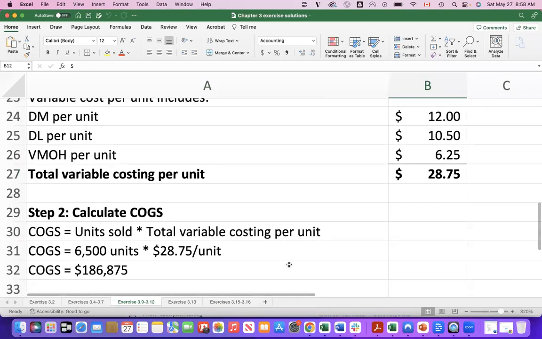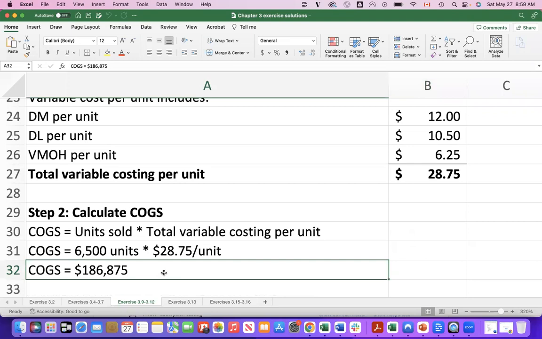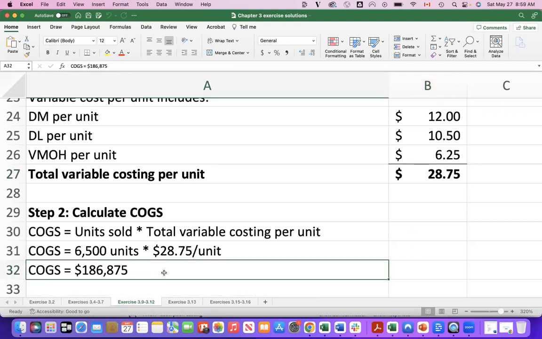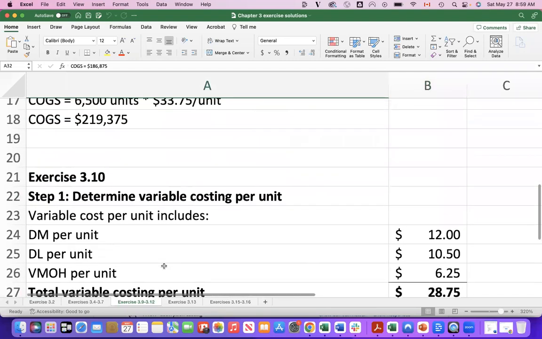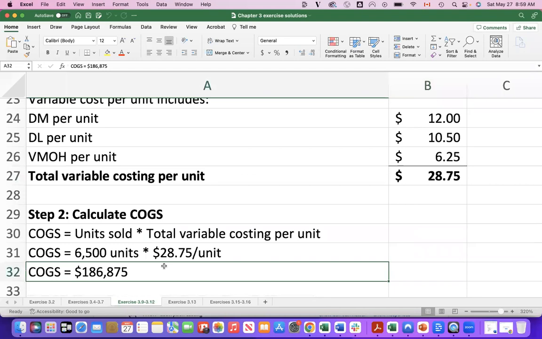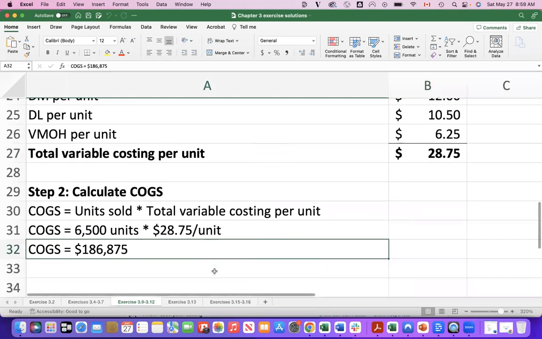So to calculate cost of goods sold under variable costing, we take the number of units sold, which is 6,500, and we multiply it by the variable cost per unit, which we just calculated to be $28.75. We get cost of goods sold under variable costing of $186,875. So the biggest difference again between the two, that about 40,000-ish, is the fixed manufacturing overhead.